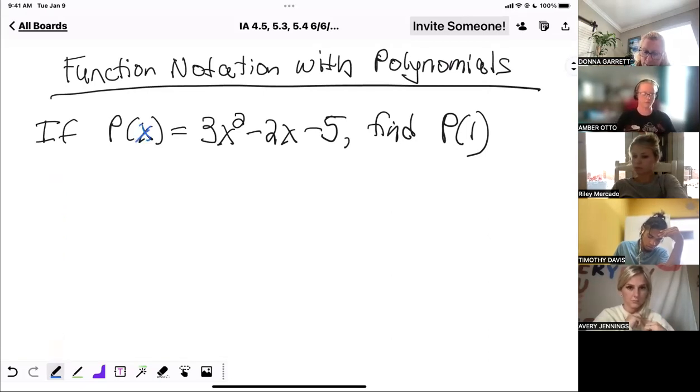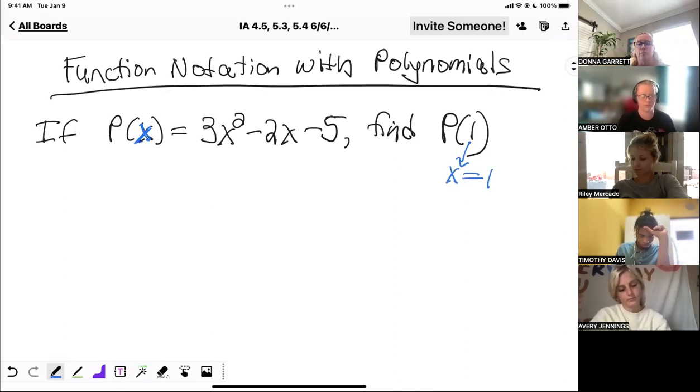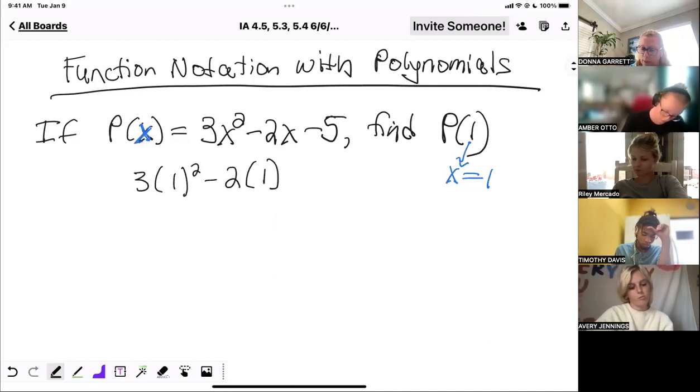See the x here? I don't have x anymore. I have 1. That means x is equal to 1. So we're just going to plug it in and find the answer. This is a shorthand for saying, hey, take x equals 1 and plug it in. And that's all it's saying. So we are going to do 3 times 1 squared minus 2 times 1 minus 5. And it's going to be a numerical answer.